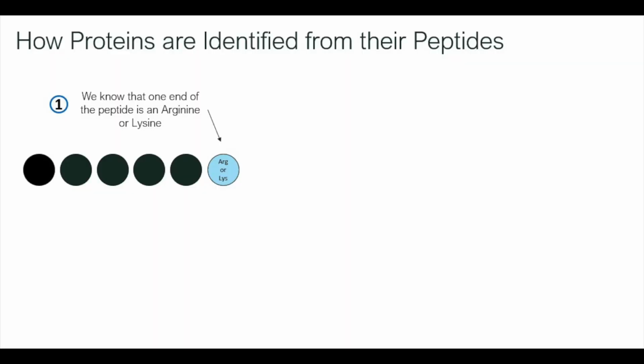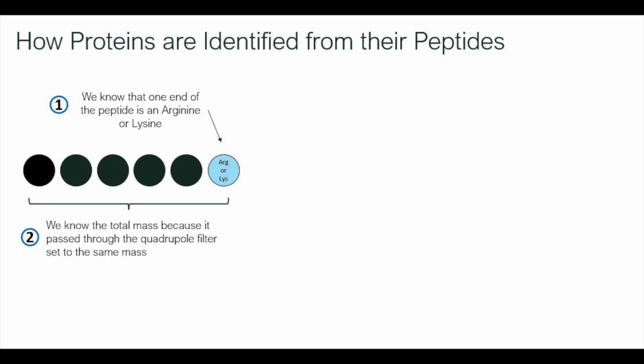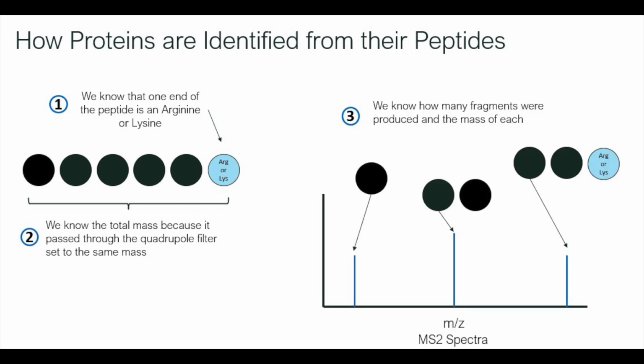To identify this peptide, we will need to use three key pieces of information collected during the analysis. Since we use trypsin to digest the protein, we know that one end of the peptide is a lysine or an arginine. We know the mass of the peptide because the bouncer only let a specific mass pass through, and we know the masses of the smaller fragments of the peptide from the MS2 spectra. Using these clues and a library, informatics software can determine the sequence of the peptide, which in turn allows the original protein to be identified.